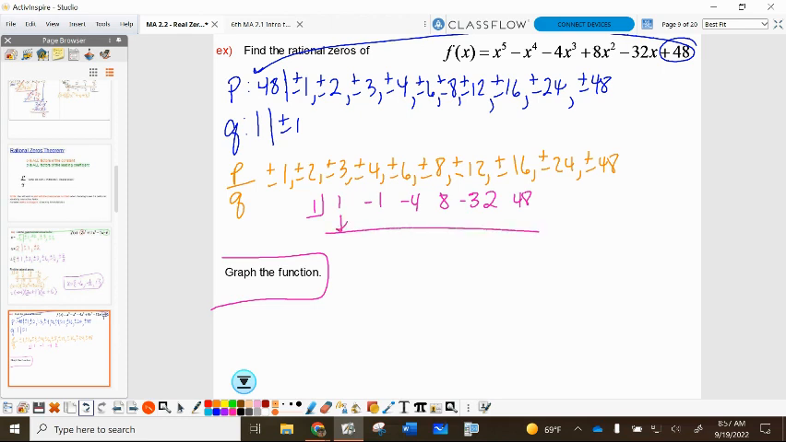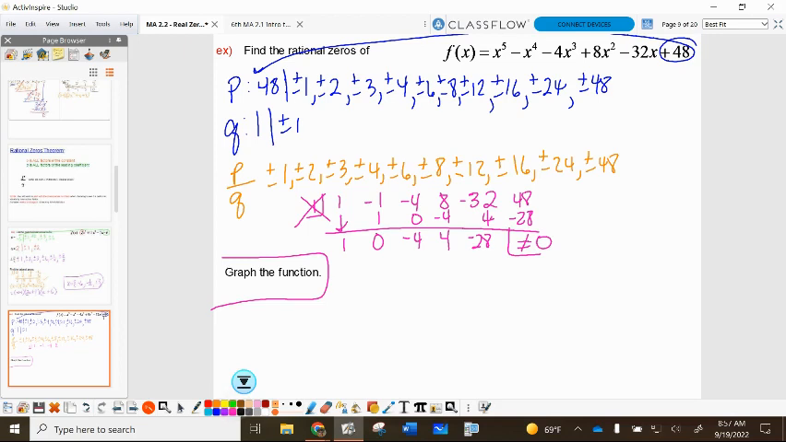Okay, so first term comes down as is, multiplied by our root, combine, multiply by our root, combine, multiply by our root, combine, multiply by our root, combine, multiply by our root. Okay, and all that's important to me here is that it's not equal to 0. That's not equal to 0, so that is not a root.